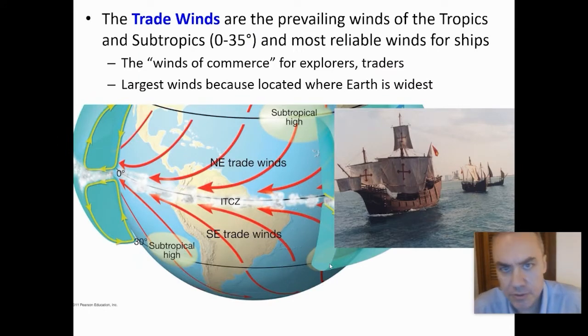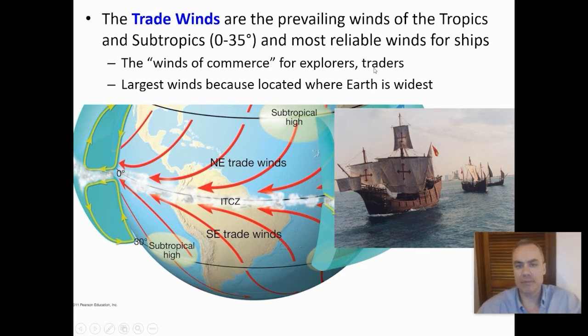So let's get to know these trade winds. Trade winds are the prevailing winds of the tropics and also the subtropics. So tropics is 0 to 23.5, the Tropic of Cancer, for example. And then 23.5 to 35 latitude, that extra bit is called the subtropics. Okay, it's just outside the tropics. So if we add those together, the tropics and the subtropics, we get all the areas that the trade winds cover, from 0 to 35.